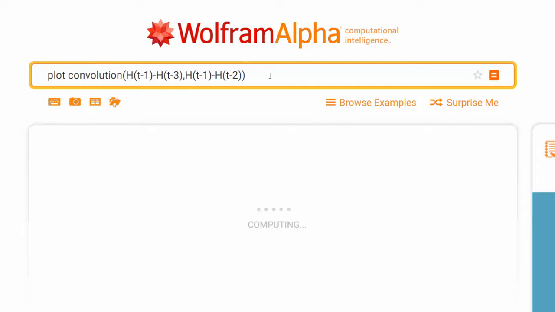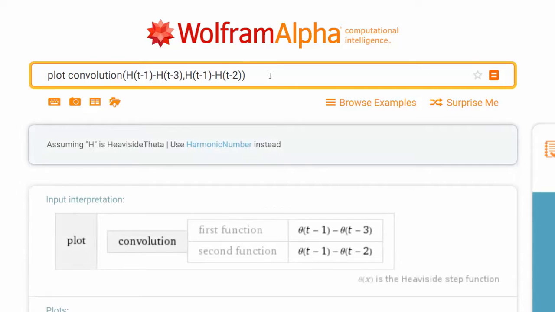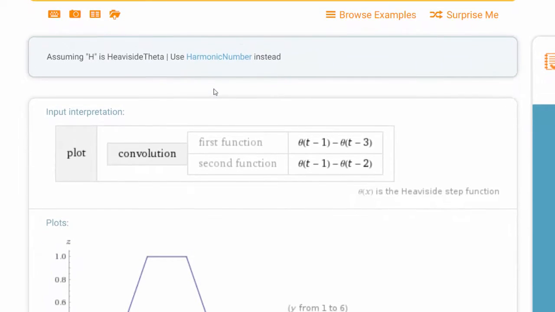So I have a t minus 1 minus a unit step of t minus 3. That just means that we're turning on a 1 at t equals 1 and then turning it off at t equals 3. So that's one block. And the other block will be turning on at 1 and turning off at 2. And so we have two step blocks that are being turned on and turned off by unit steps. One's a little bigger than the other.